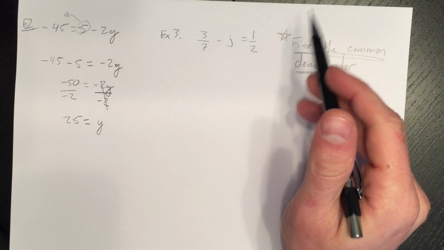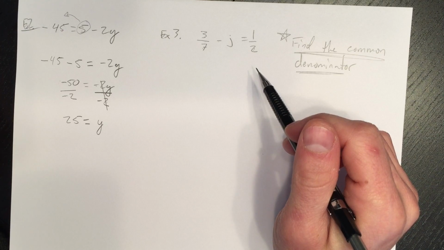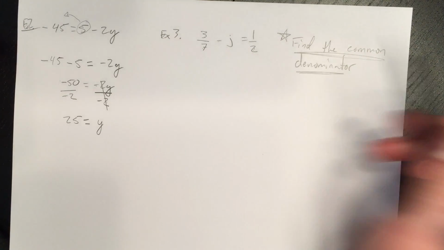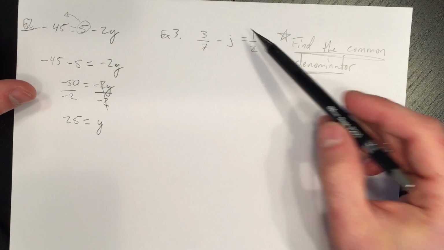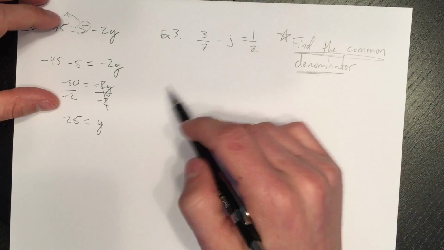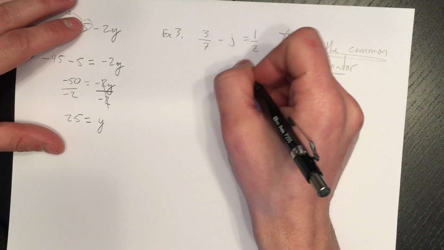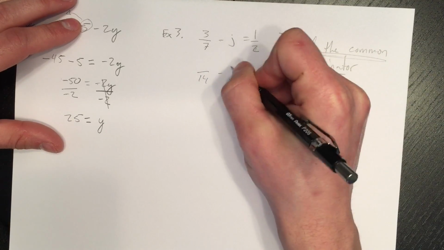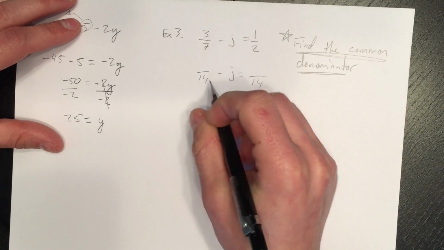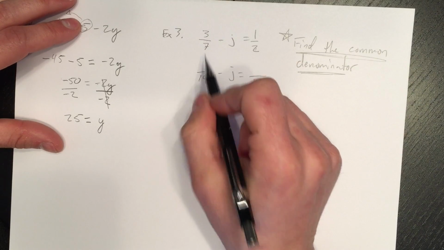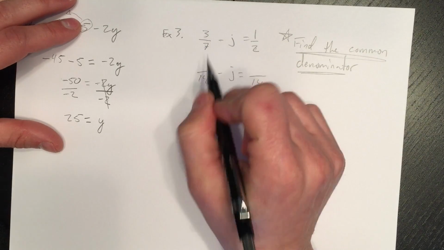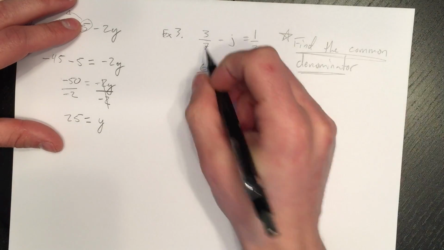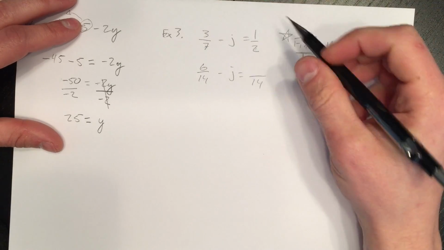So the easiest way to find the common denominator is to, well, we could count by 7s and count by 2s and then see when you meet up. Or you could just multiply them together, you get 14. Let's write that out first. What do you do to the 7 to get 14? Multiply it by 2. So you have to multiply the 3 by 2, and you get 6.